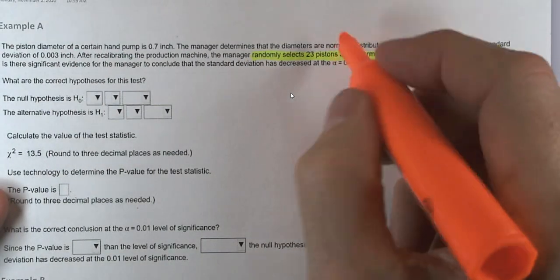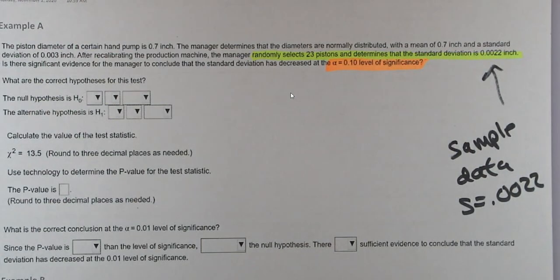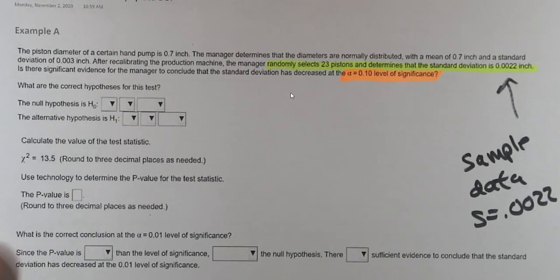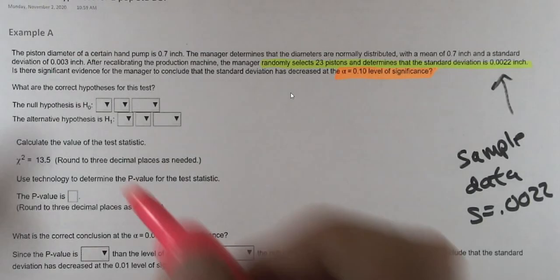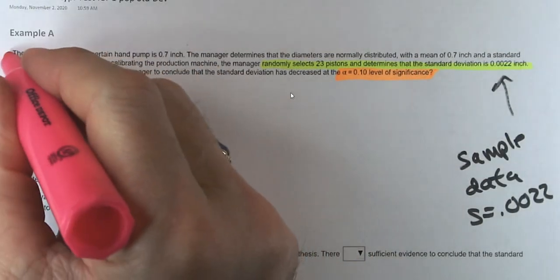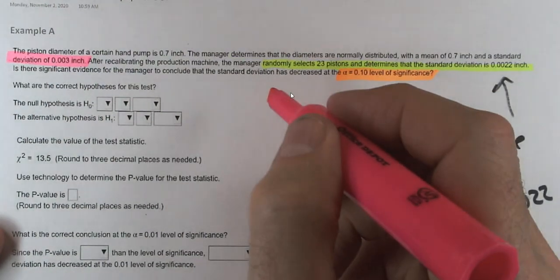Is there significant evidence for the manager to conclude that the standard deviation has decreased at the 0.10 significance level? So there's your significance level, alpha is 0.10. But decreased from what? Does anyone know? Yeah, from 0.003. So it has decreased from 0.003.